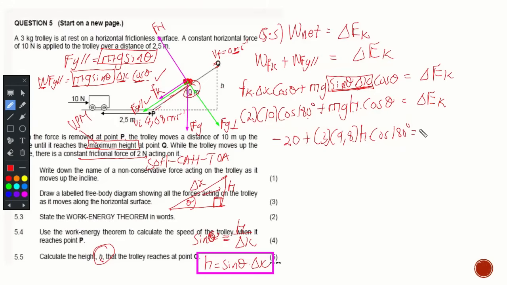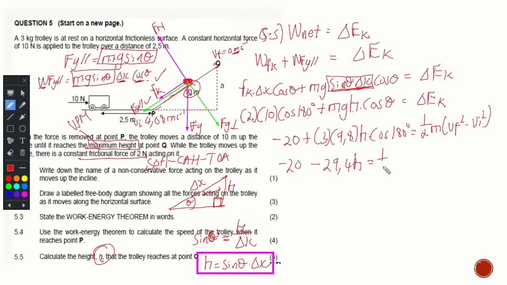Now, we can then break this one down. Half m Vf squared minus Vi squared. And then we have negative 20 here. Now, if we punch this, this is going to be 3 multiplied by 9.8 multiplied by cos 180. So it's going to give us what? Negative 29.4 h. Remember, you cannot add these two because they're not like terms. This is a constant and this has a variable h.